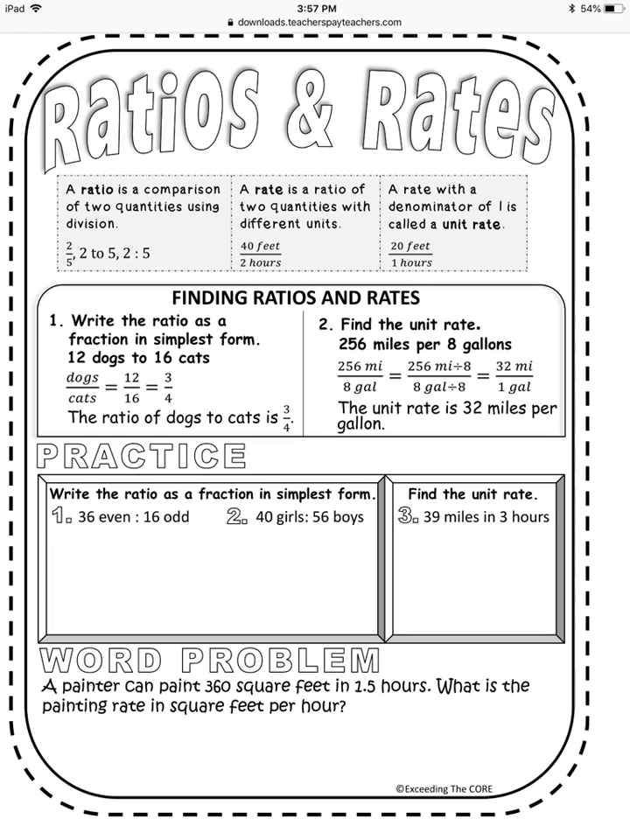So I notice that you can divide them both by 8. If you divide the numerator by 8, you get 32, and the denominator by 8, you get 1. You can also just do, on your calculator or on paper, 256 divided by 8. When you do this, the unit rate is 32 miles per gallon.